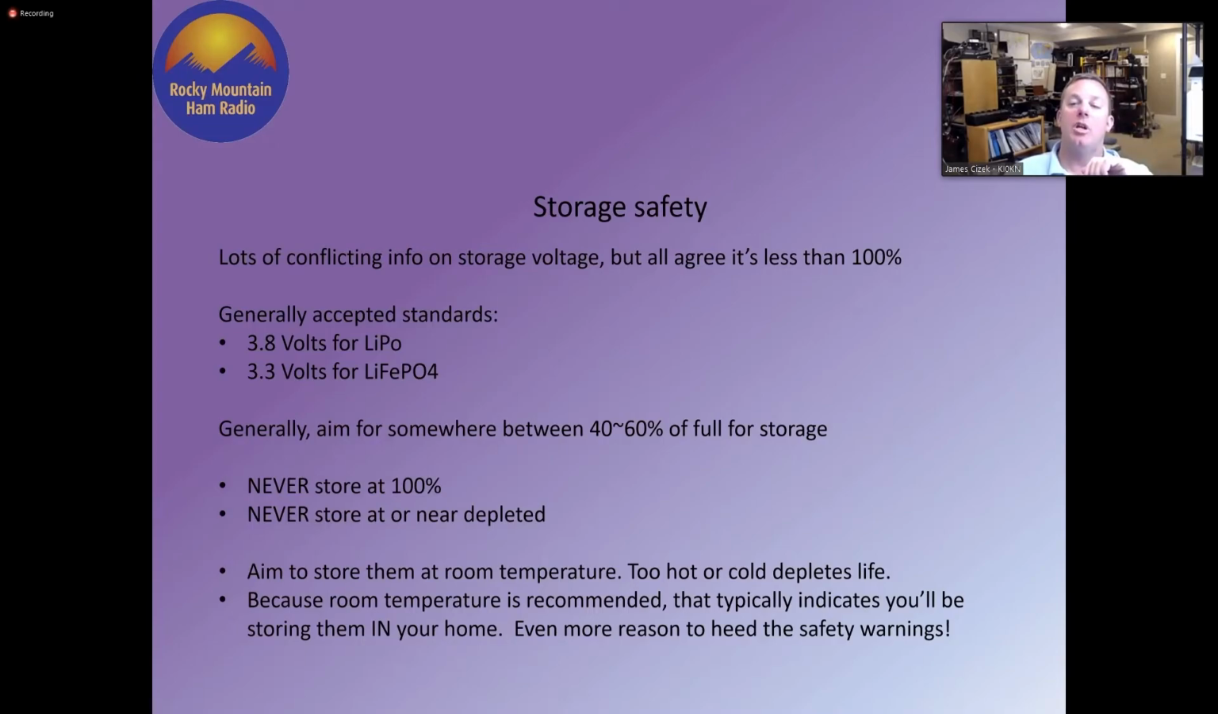Storing them at room temperature is a really good idea. Too hot is very bad for the cells. Cold does not actually reduce the life of it, it just depletes charge. Cold is not really a problem for batteries, but it is very dangerous to charge a cold lithium battery. So if you do have your batteries somewhere cold, please let them warm up, bring them up to as close to room temperature as possible before you charge them.